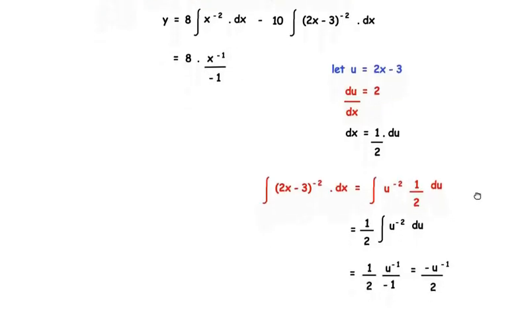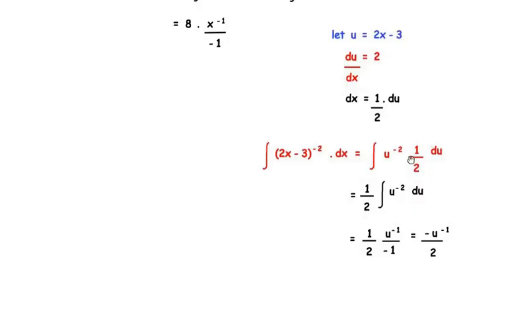Now in this integration, we are going to substitute all the x terms by u terms, giving us integration of, now (2x minus 3) to the power of negative 2 becomes u to the power of negative 2 times, in place of dx we are going to write 1 over 2 times du. Now here 1 over 2 is a constant, so we have taken it out, giving us 1 over 2 times integration of u to the power of negative 2 du.